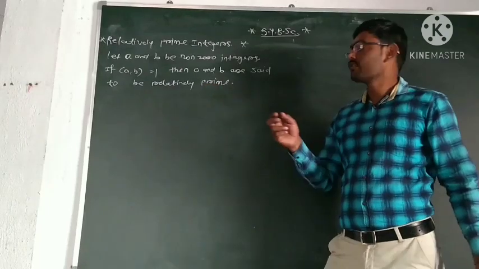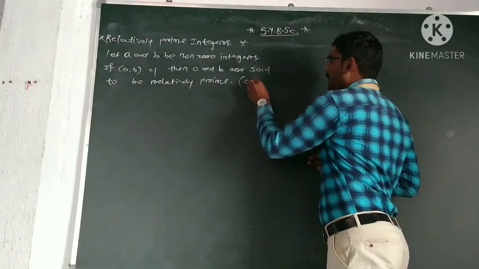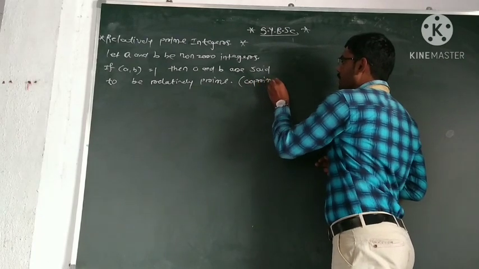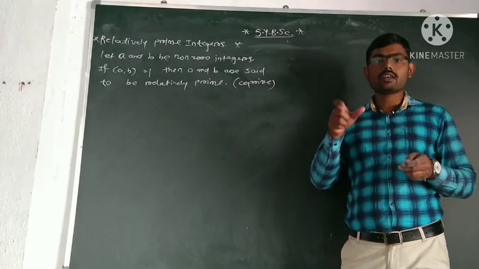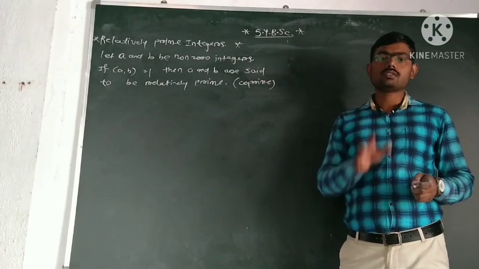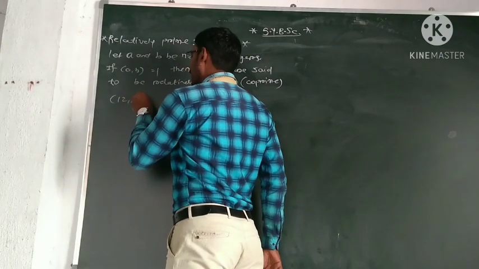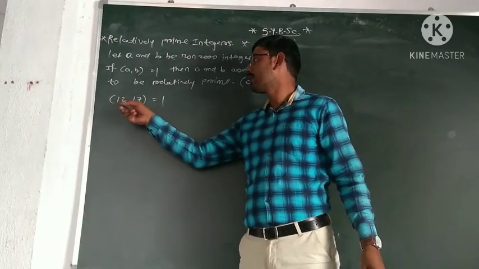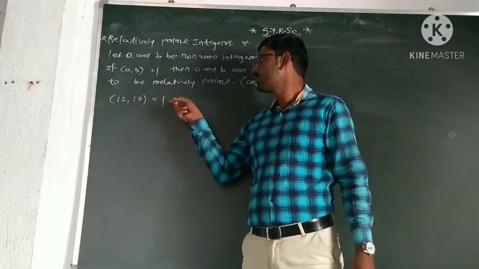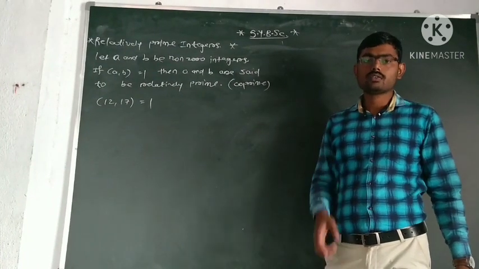And there is another word for relatively prime numbers. The other word is co-prime. Two non-zero integers are said to be co-prime or relatively prime if their GCD is 1. For example, GCD of 12 and 17 is 1, because there are no common divisors for 12 and 17 except 1. So 12 and 17 are relatively prime or co-prime.